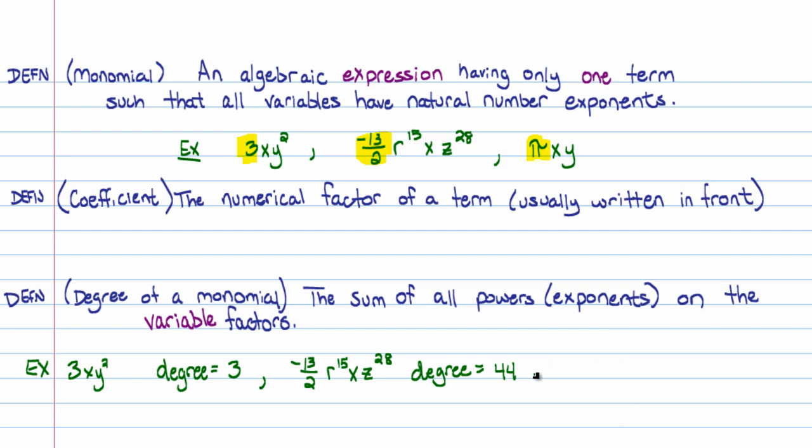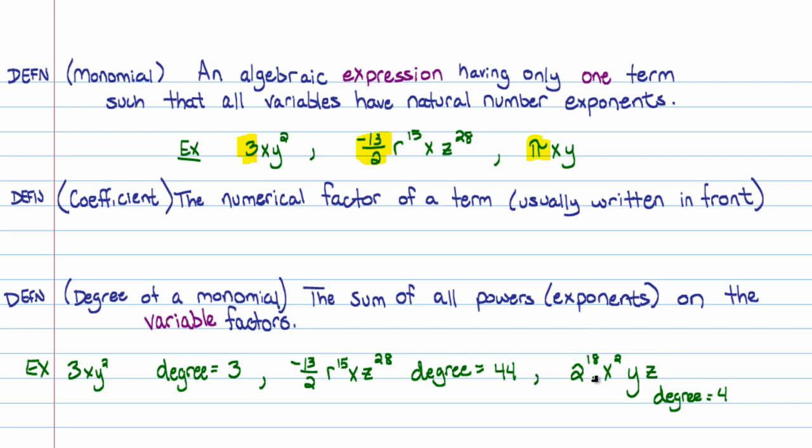Finally, I want to throw a wrench into the works here. Let's try something like 2 to the 18th x squared y z. Well, in this case it's not very much of a wrench in the works if you just follow the definition. The definition says that the degree of a monomial is the sum of the powers on its variables. So the variable x has a power of 2, the variable y has a power of 1, and variable z has a power of 1. 2 plus 1 plus 1 is 4.